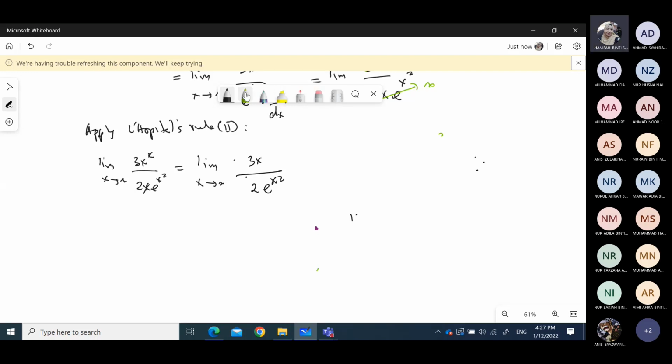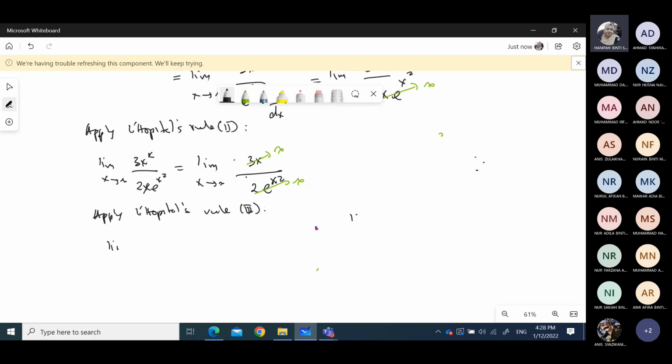Right, so now we find the limit. The limit here is infinity and the bottom is also infinity. So here we have infinity over infinity, which is an indeterminate form. Next we need to apply L'Hopital's rule for the third time. As long as there is still an indeterminate form, whether infinity over infinity or 0 over 0, we need to apply L'Hopital's rule. So this one is the third time.